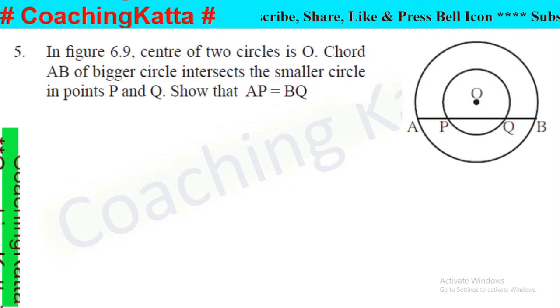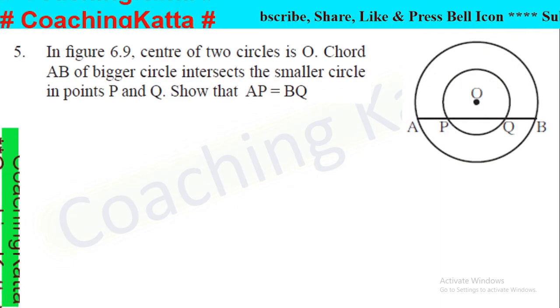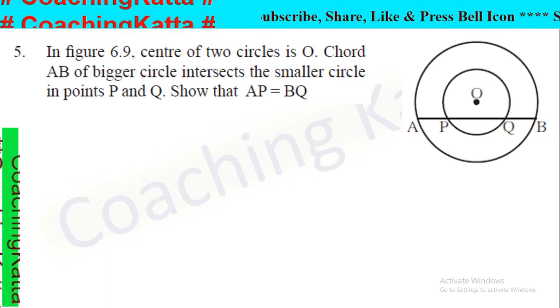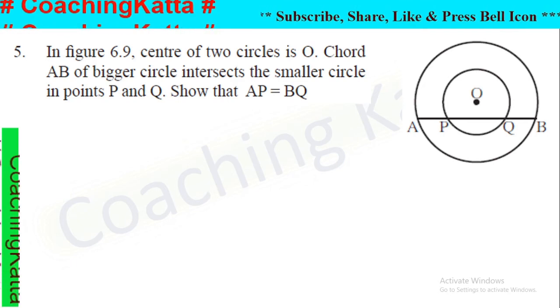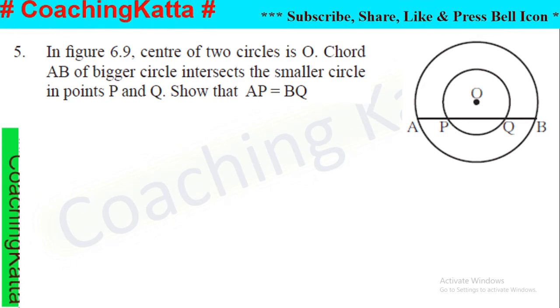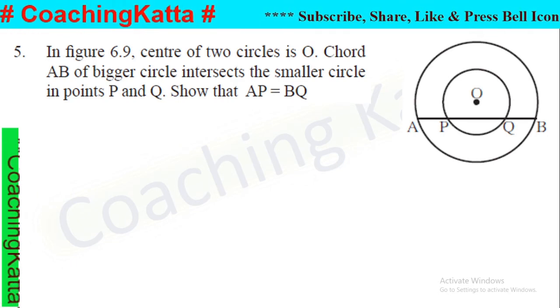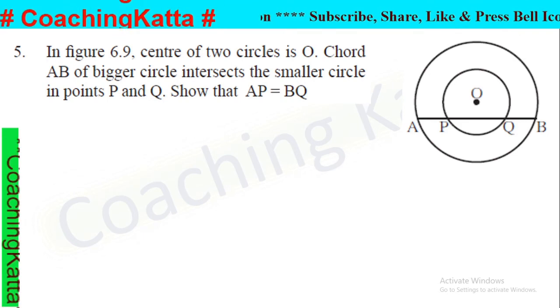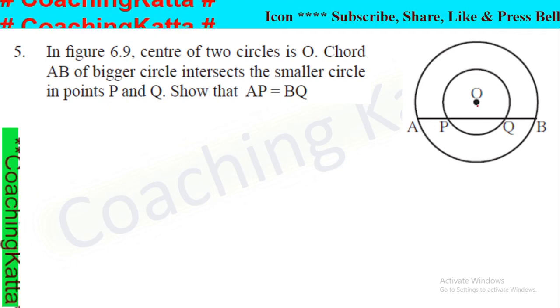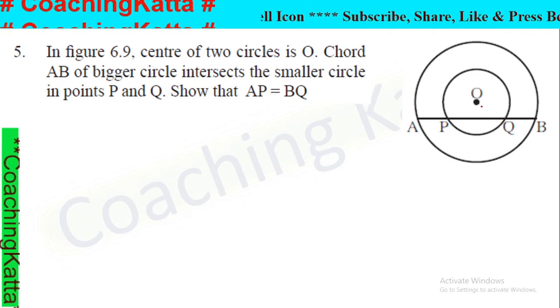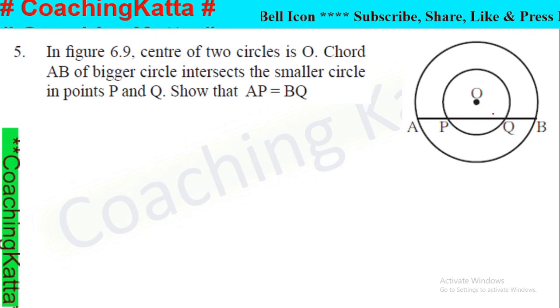The diagram is given in the figure. The center of two circles is O. Chord AB of the bigger circle intersects the smaller circle in points P and Q. Show that AP equals BQ. So in this diagram, we have to construct that. Draw a perpendicular from the center on this chord.